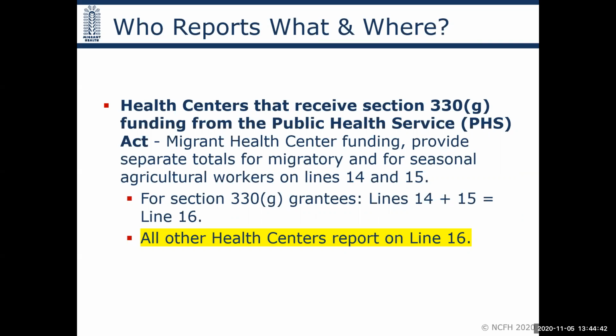So health centers that receive Section 330 funding have to report their special populations for ag workers, like we said. If you are receiving migrant health funding or 330G funding, then you're going to list your migratory and seasonal ag workers in line 14 and 15, and then your total in line 16. If you're not receiving 330G funding, then you would just report your total number of migratory and seasonal together in line 16. But if you're receiving 330G, you have to break it down into those two categories. So we'll go over how to do that in a little bit.